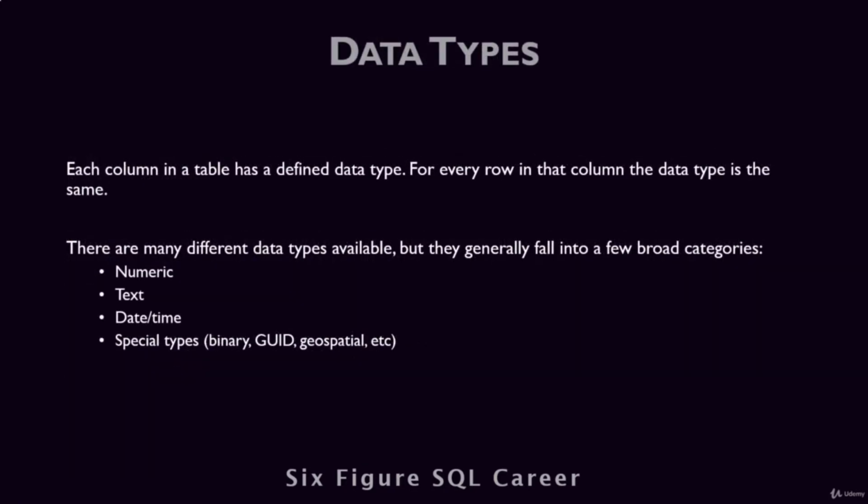Each column in a table has a defined data type. For every row in that column, the data type is the same. There are many different data types available, but they generally fall into a few broad categories: numeric, text, date-time, and then you have some special types, such as binary data, globally unique identifiers or GUIDs, geospatial data, and so on. Most of the time, you probably won't be dealing with special types of data. Most of the time, you'll be dealing with numeric, text, or date-time data types.